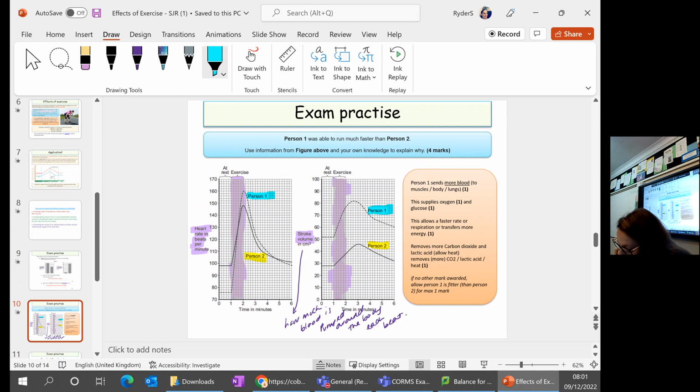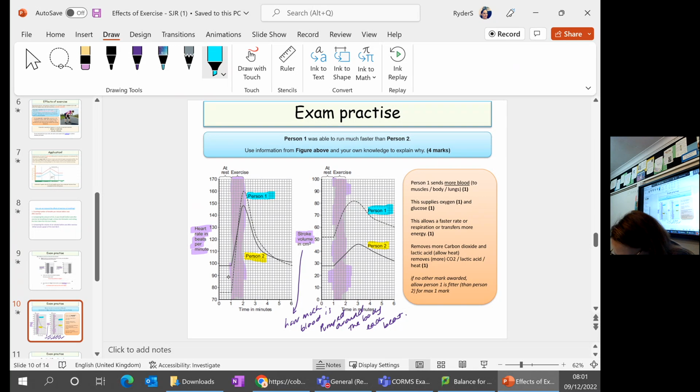Okay, so person one was able to run much faster than person two. Use this information and your own knowledge to explain why. Now you have to use both graphs. So what you can see from the graph is that person one, the heart rate, again, much like the graph that we looked at in lesson and we talked about.